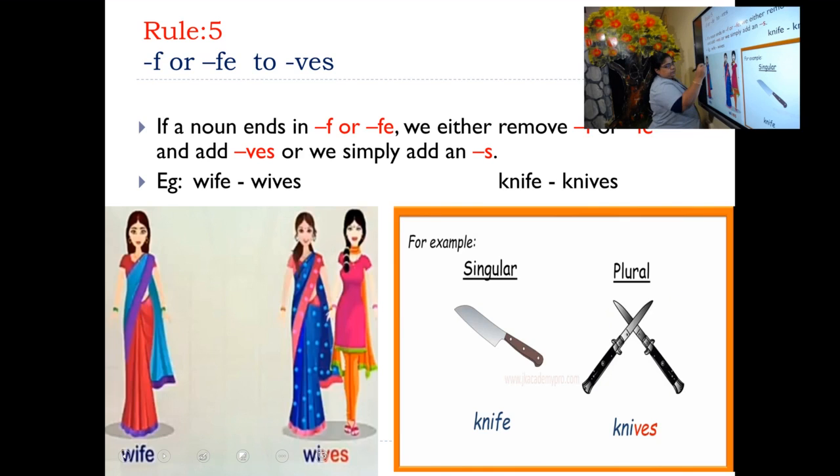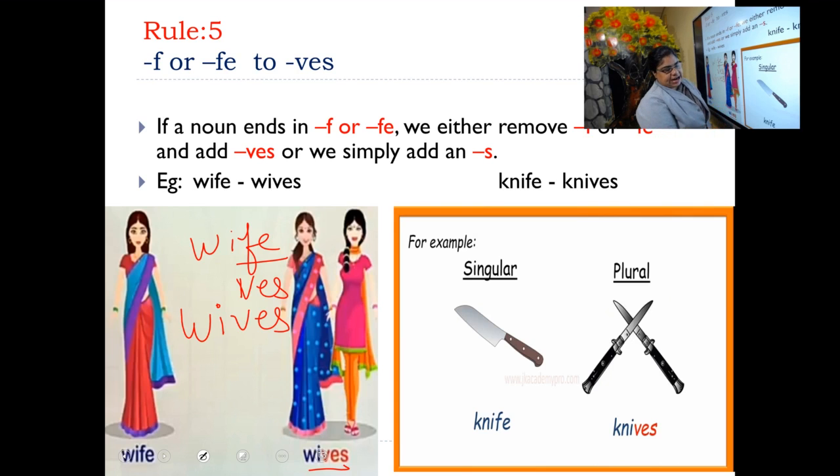So, look here, the last two letters are F and E. According to your rule, you want to change this F and E to VES, right? So whatever word will turn to wives. Wife is a singular word. When you change it to plural, wife will turn to wives.